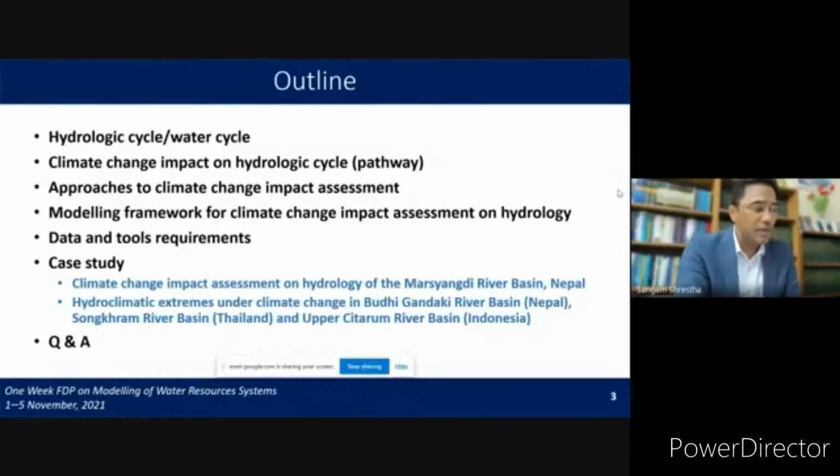And I will finally present the two case studies. One is climate change impact assessment on the hydrology of one of the river basins in Nepal called Marsandi River Basin. And another case study is on the hydro-climatic extremes under climate change in Burigandagi River Basin of Nepal, Songkram River Basin of Thailand, and Upper Sitaram River Basin of Indonesia. Probably I will stop after some of the contents to have more discussion.